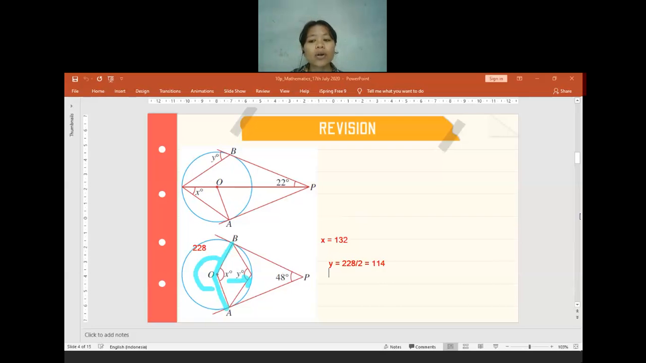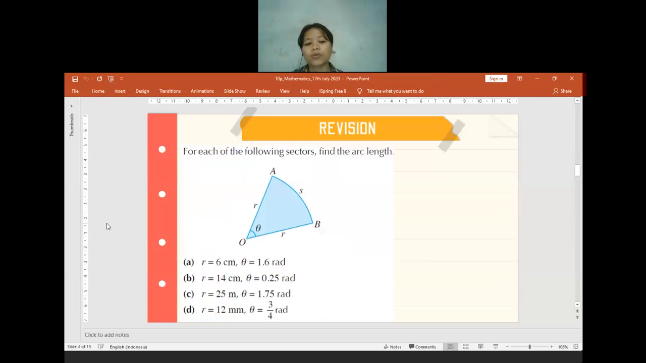Is there anyone who still has confusion before I move to the arc length and also sector area? Is there anyone who gets confused? Hello? Anyone? Or has my internet gone or something? Any question? No? Okay, if no question, I will move to the arc length and also sector area. The topper one will be your homework. Later I will share all the PowerPoint through Google Classroom.